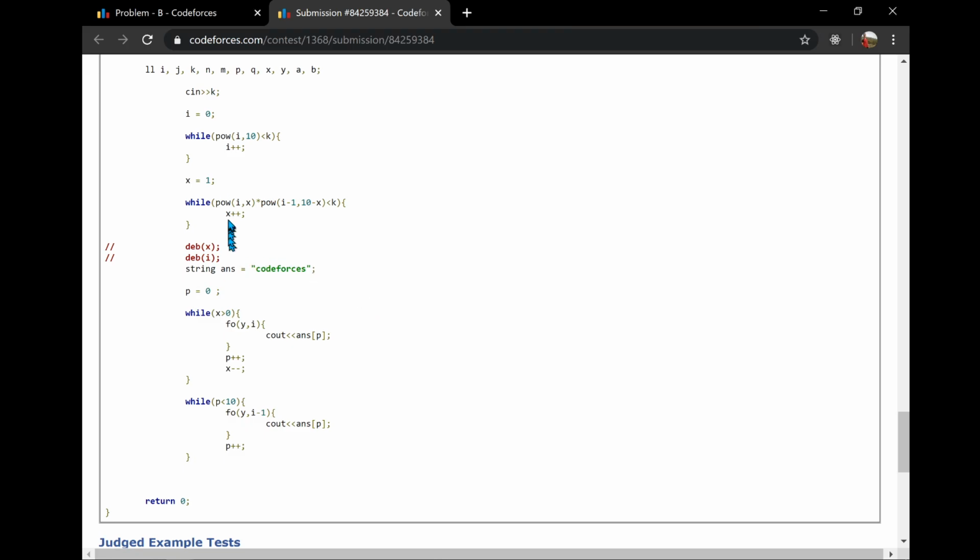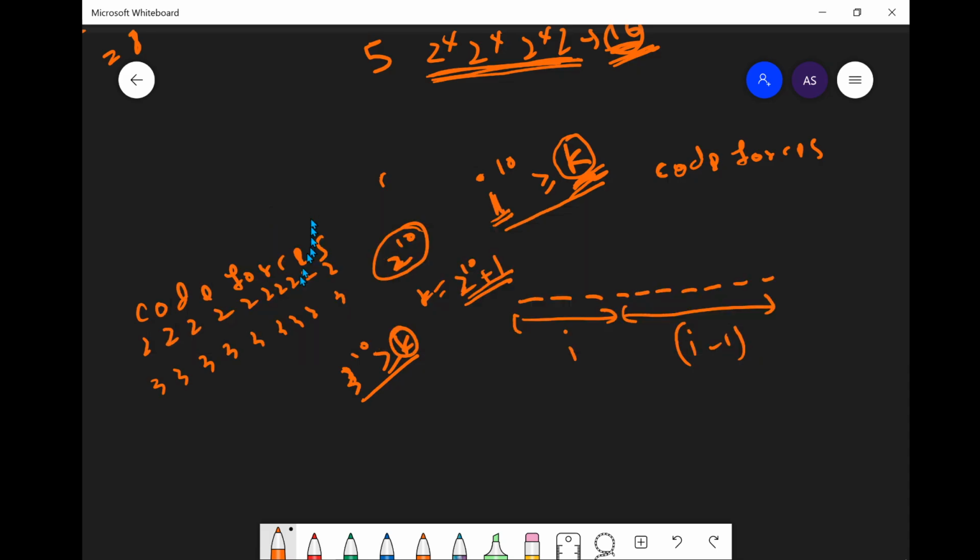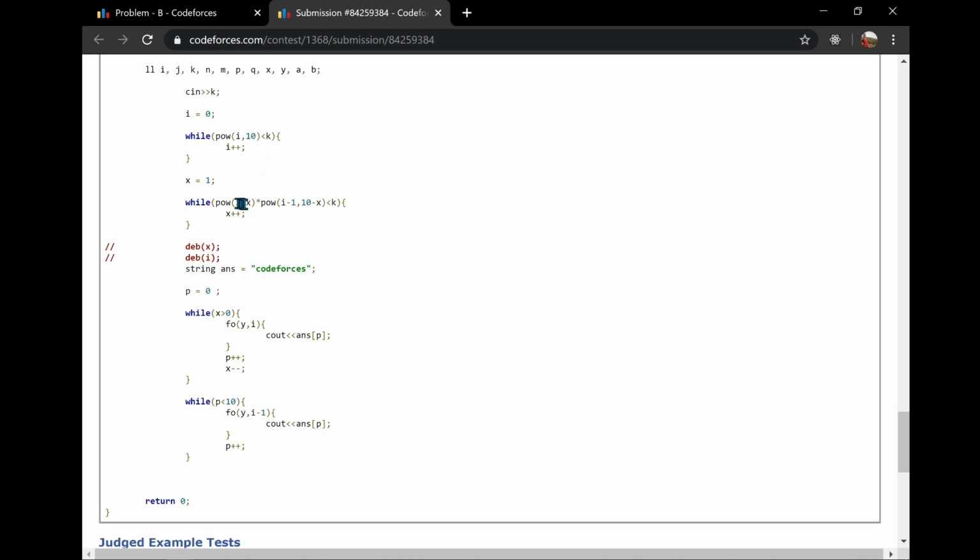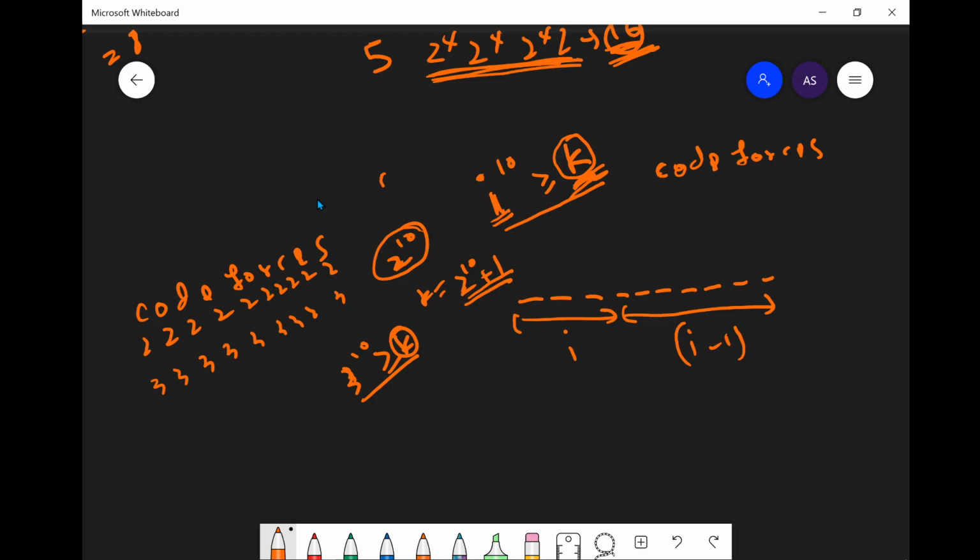So here I am optimizing it to find the number of x. x here is the number of times which we have to use i power, and i minus 1 power is going to be used 10 minus x times. So there are 10 characters, out of which x characters, these are x, and these are 10 minus x. These all would have power i, and these all would have i minus 1.